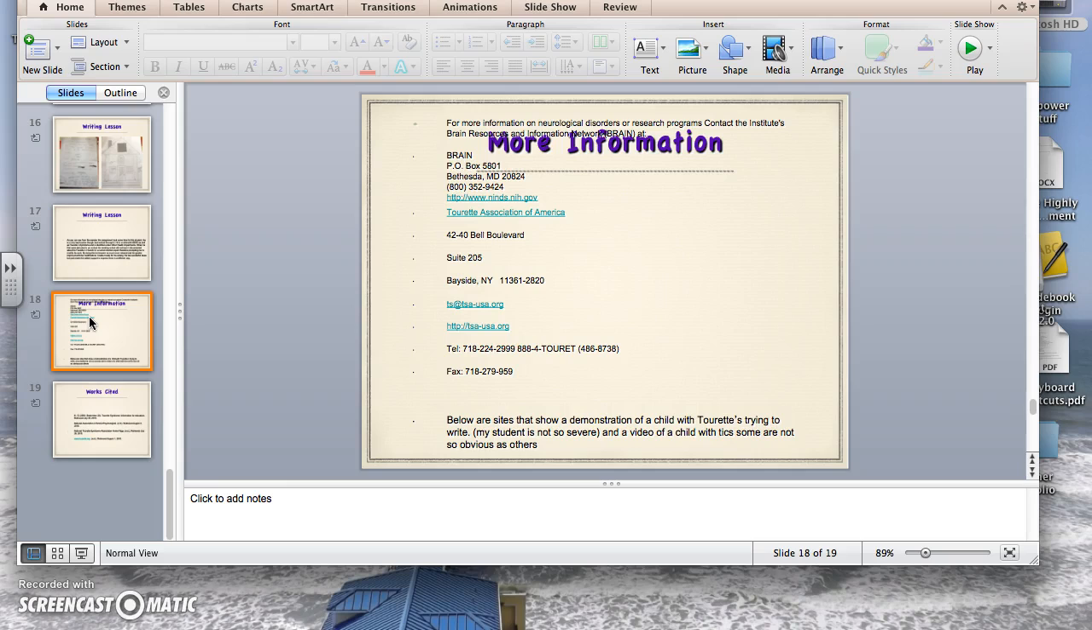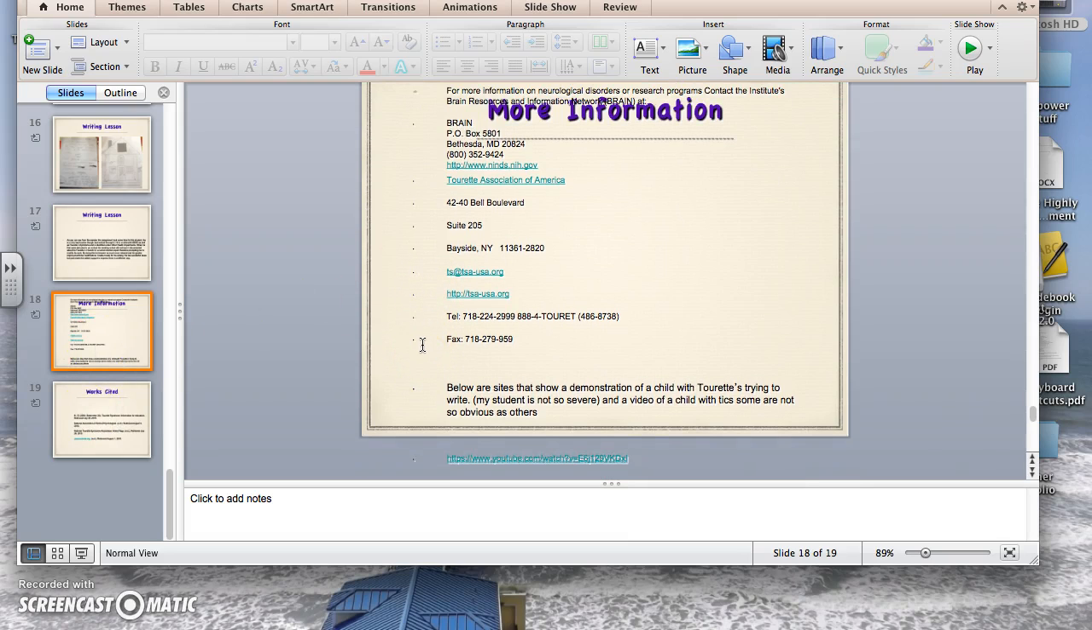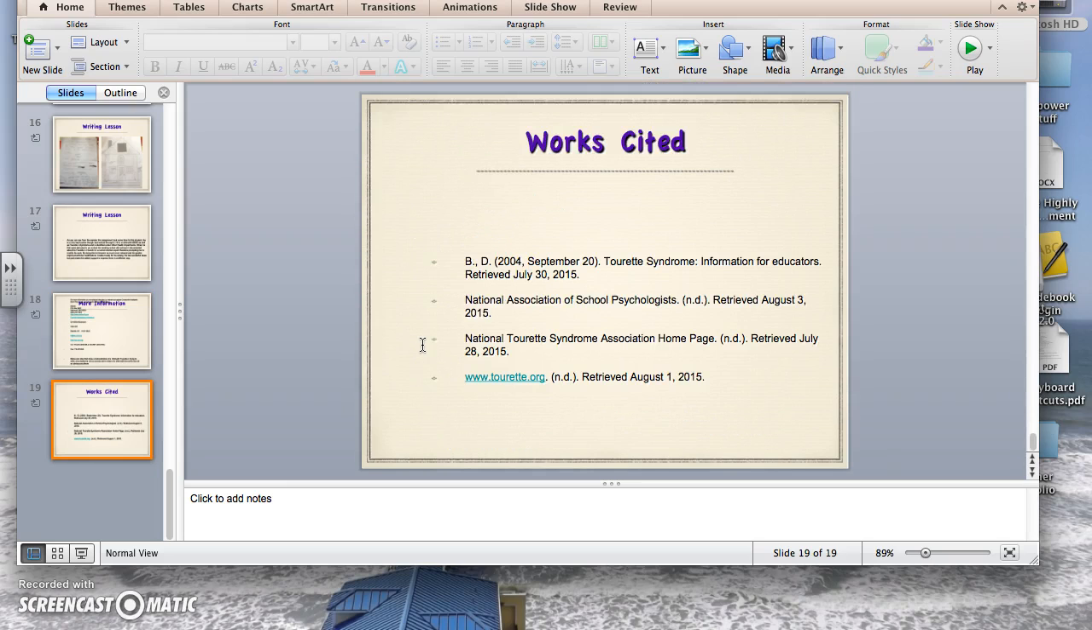And again, when I converted over the documents, this screen messed up as well. But for further information, you can go to these links, as well as at the bottom there are some excellent sites with a couple of videos that will show you some minor tics in children.